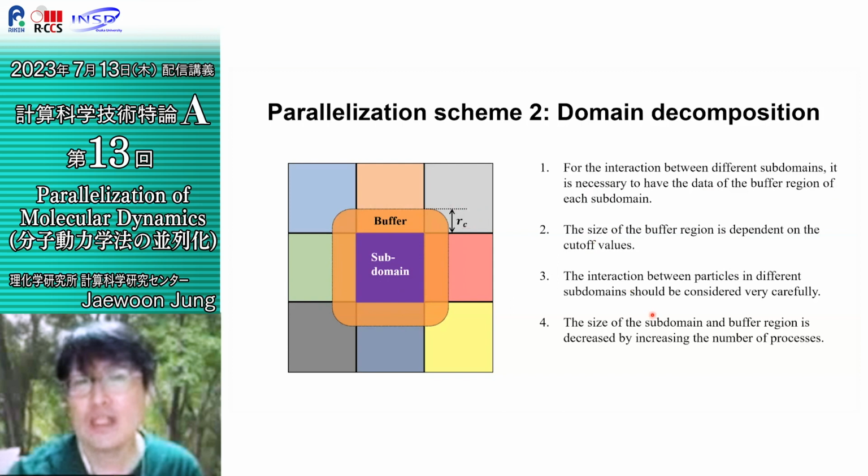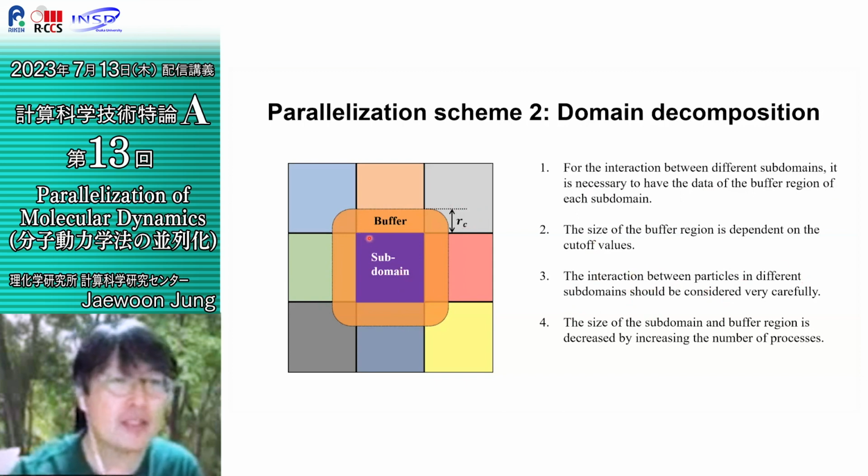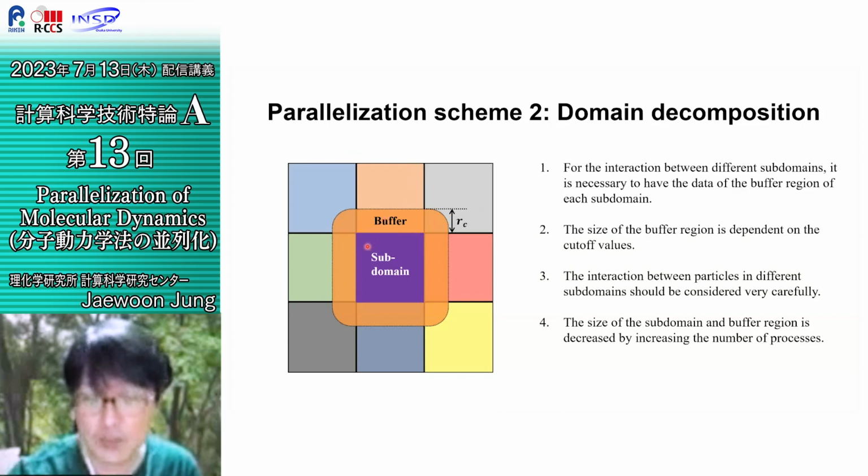And using this way, the interaction between particles in different subdomains should be considered very carefully. This means that, for example, let's consider the particle here and here. For the interaction between these two particles, this MPI process can calculate it. But if this MPI process calculates the interaction, this one must not calculate it. If not, for the same interaction, two calculations can be done, and it can cause some problem.